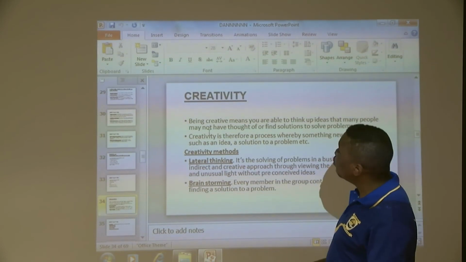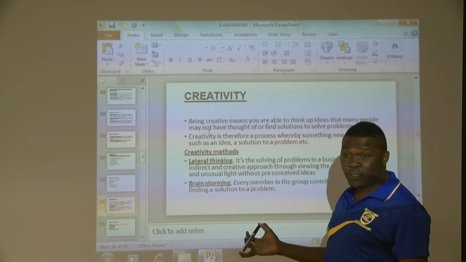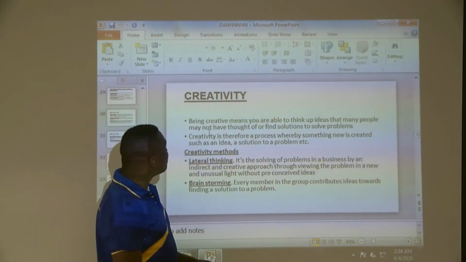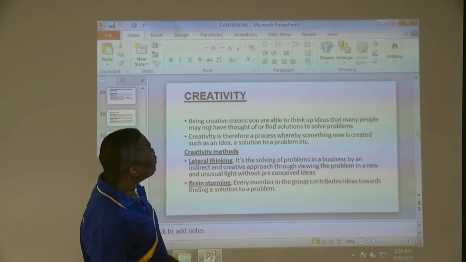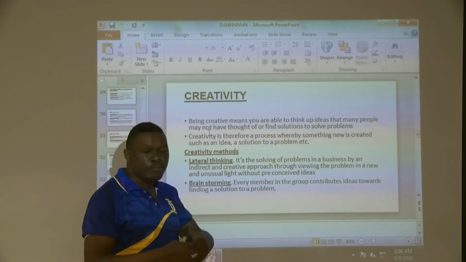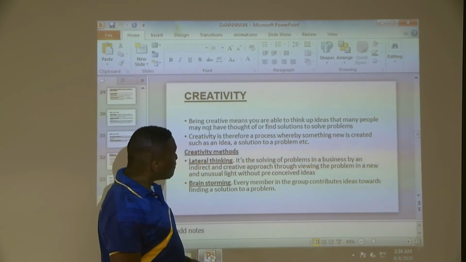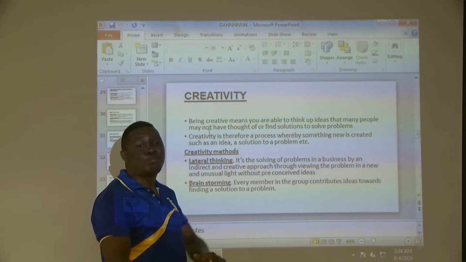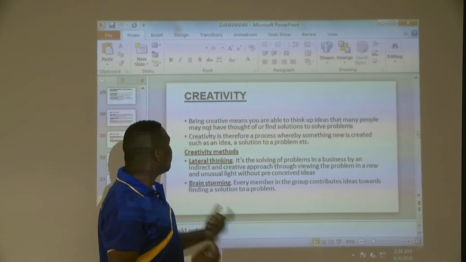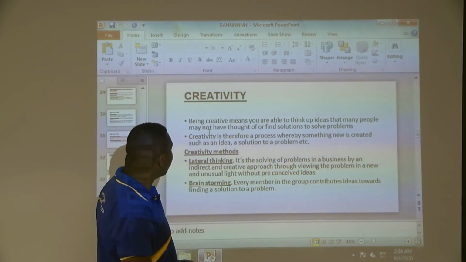Now, having looked at those, we are looking at what we call creativity methods. But we will first of all start by asking ourselves what creativity means. They are saying being creative means that you are able to think up ideas that many people may not have thought of, or find solutions to solve problems. You come up with new things that you think will solve problems in the community. That is what they mean by being creative. You think up ideas. Bring up anything that you think will solve a particular problem in the community.